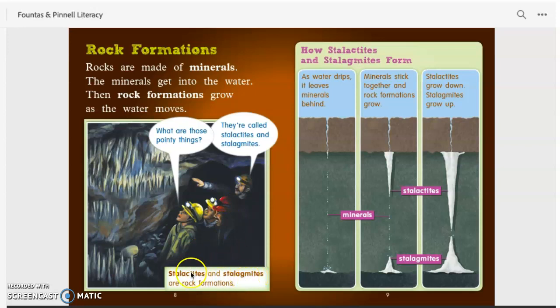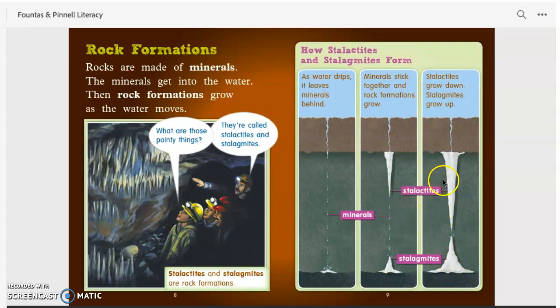And here's our caption that helps us. Stalactites and stalagmites are rock formations. And again, here we have a diagram. How stalactites and stalagmites form. As water drips, it leaves minerals behind. Minerals stick together and rock formations grow. Stalactites grow down. Stalagmites grow up.